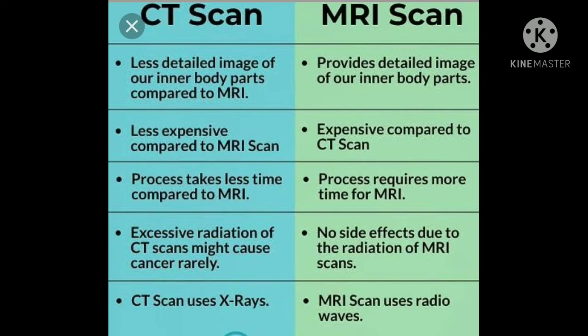Next, MRI scan. Now we are going to discuss CT scan and MRI scan. MRI scan provides detailed images of our inner body parts. Do you understand, students? CT scan collects less detail. MRI scan collects more details. Second point, CT scan is less expensive compared to MRI scan. Less expensive means low cost, but MRI scan is expensive compared to CT scan. That means MRI scan is costly.